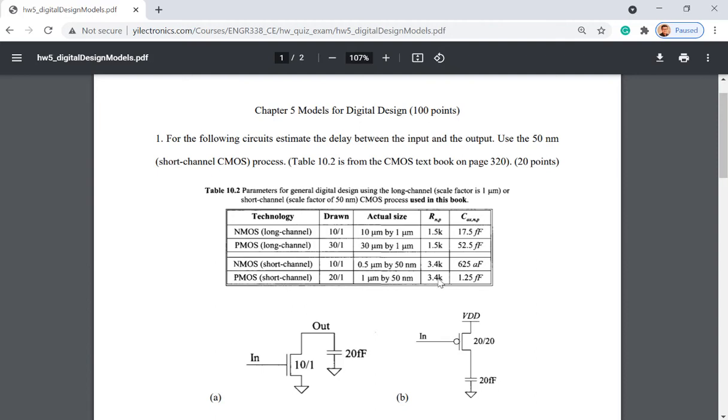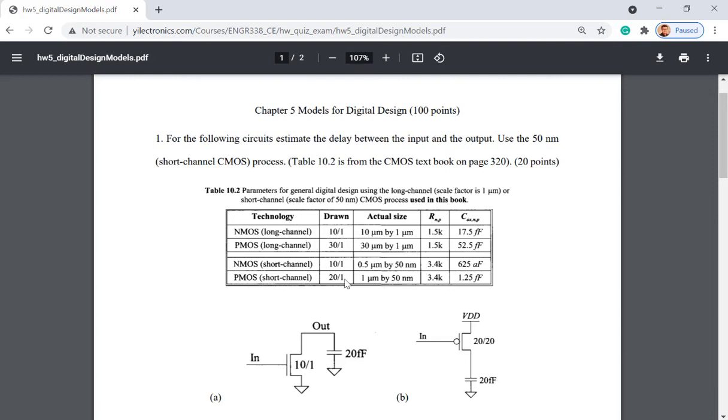So you can see the parameter given here for PMOS is 20/1. However, this one is 20/20. So when you are trying to find the resistance for that transistor, or RP, you just want to directly use 3.4K times 20 or divided by 20. Because this one is 20 by width and 1 by length. And 1 means 50 nano, right? So that's a scalar. So it's 1 times 50 nanometer.